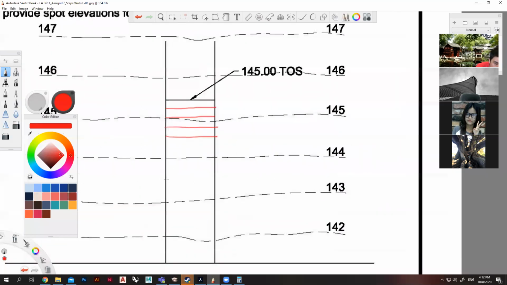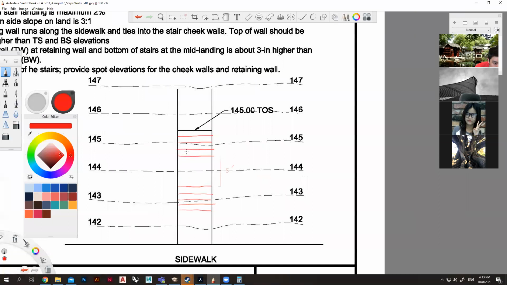And then we have a landing of 5 feet. So do 5 feet, 5 feet, and then another set, 1, 2, 3, 4, and 5. So that's our steps drawn out.